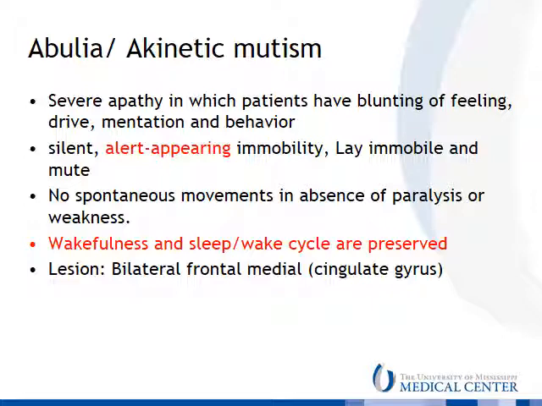Patients with abulia or akinetic mutism have severe apathy, with blunting of feeling, drive, mentation, and behavior. They most likely have silent, alert-appearing immobility, and they lie immobile and mute. They don't have any spontaneous movement, but they are not paralyzed or weak. Wakefulness and sleep-wake cycles are preserved in these patients. They have lesions in the bilateral frontal medial region involving the cingulate gyrus.